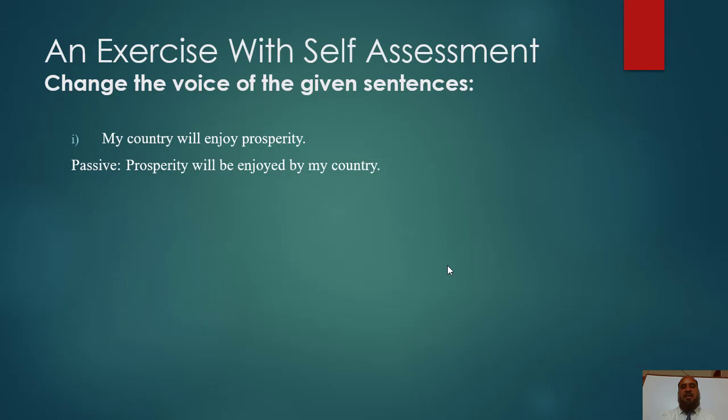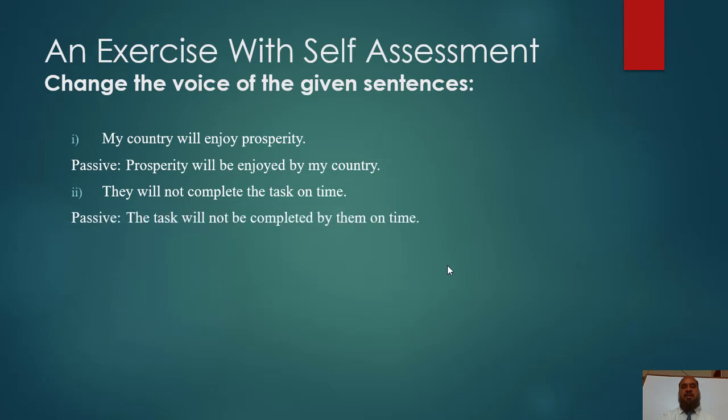Dear students, solution is there. Mark yourself. Now we'll go to sentence number 2. They will not complete the task on time. Write its solution in your notebook. Its passive is, the task will not be completed by them on time. Match your answer with this solution. Mark yourself.